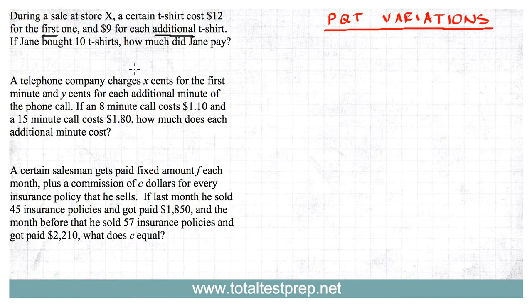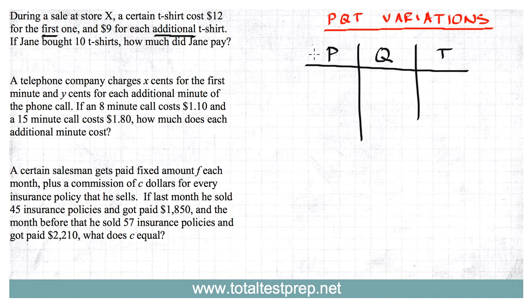And the way you deal with this, in fact, the way you're going to deal with most variations on price, quantity, total questions is just by adding rows to your table. So let's do that here. Let's make a table. We have price, quantity, total. And what we'll do is we'll make a row for the first, or sometimes it's called base, or first price. The first price that for the first T-shirt you pay, you have to pay $12.